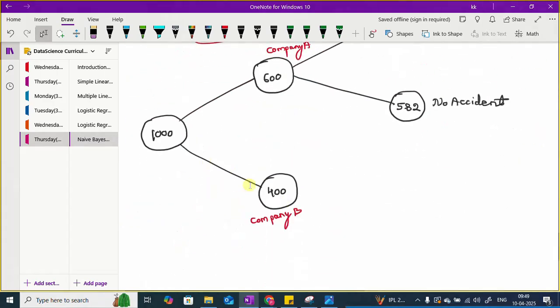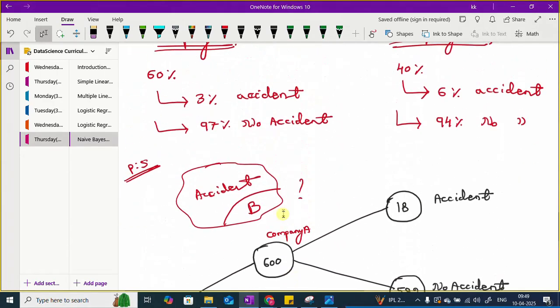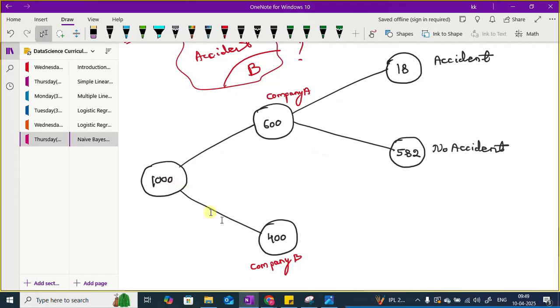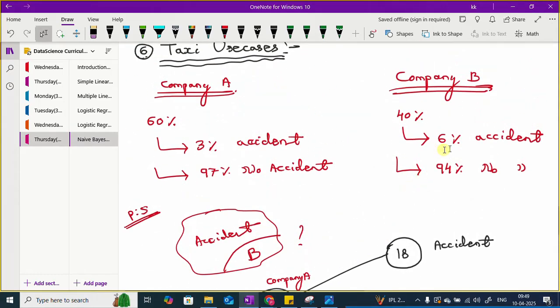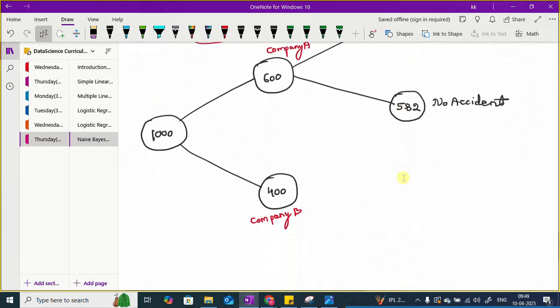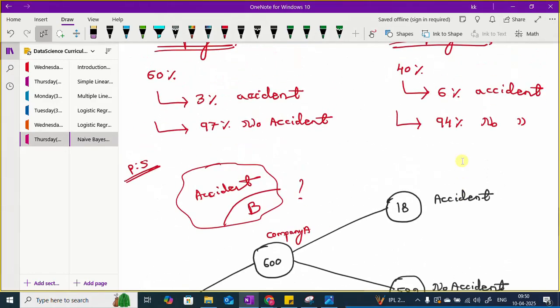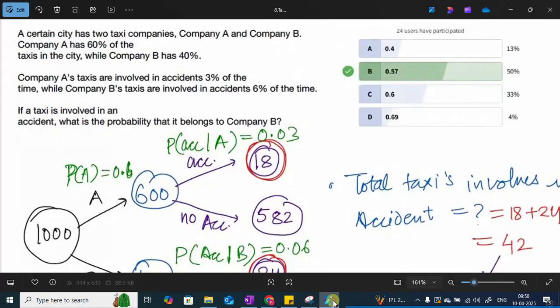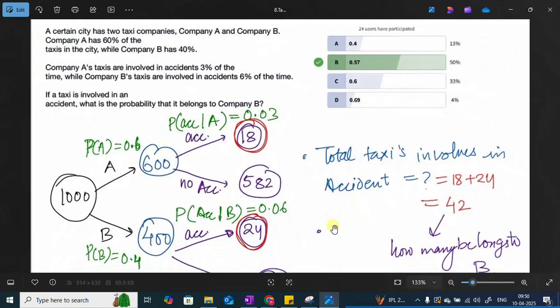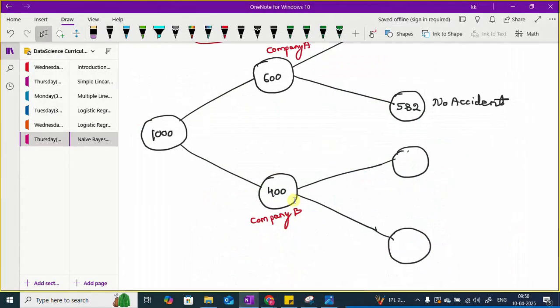Now coming to company B. Company B is this part. When talking about company B, you should not think about this area; you have to think about this second part. 6% face an accident. Now 6% of what? 6% of 400 face an accident. Now tell me, 6% of 400, how much is coming? Can I tell? This is 24. That is facing an accident.